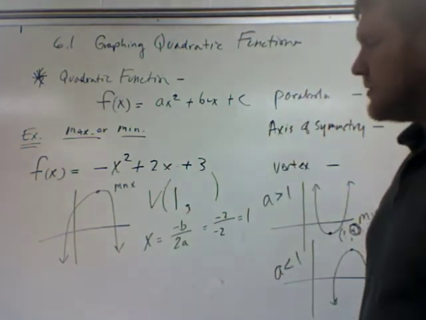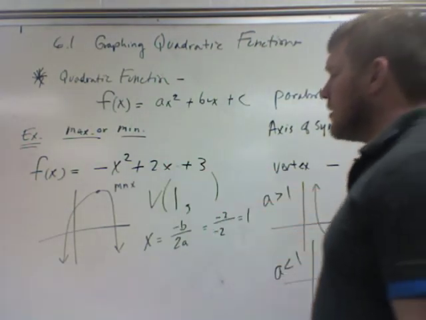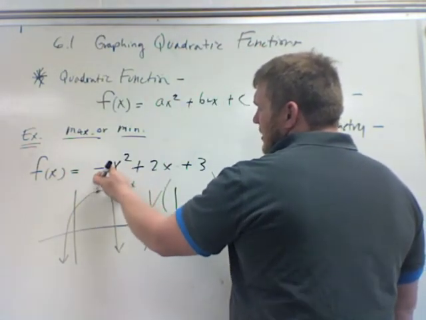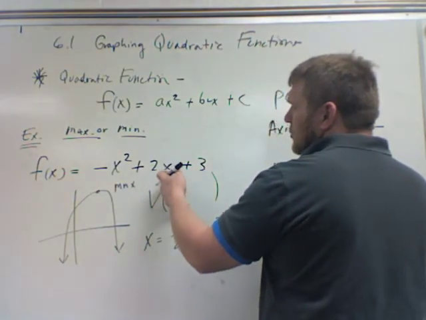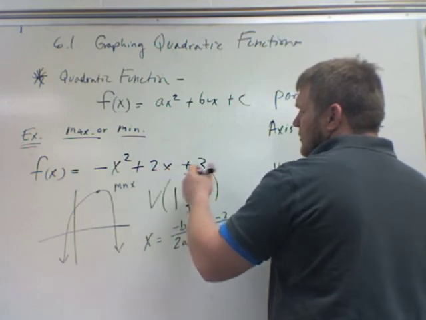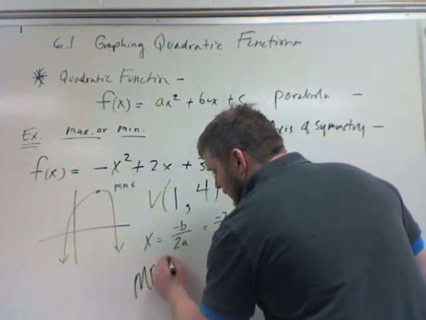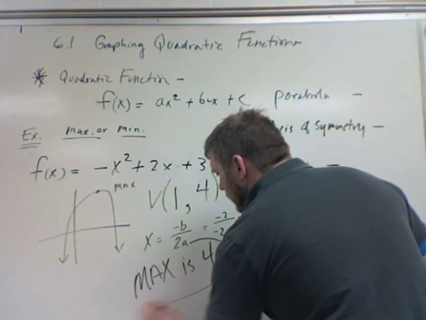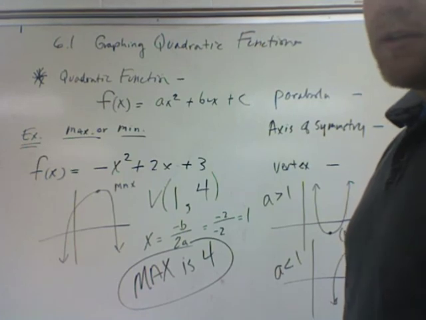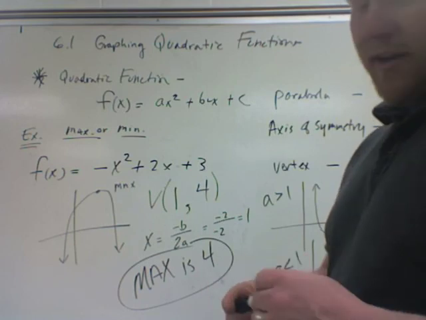That's not my maximum. I need to plug that in and find out what my y value is to get my maximum. So I plug 1 in, and I get 1 squared is 1, negative 1 plus 2 is 1, plus 3 is 4. So now what that means is my max is 4 for the function. All right? So that's how you find a max or a minimum of a quadratic function.